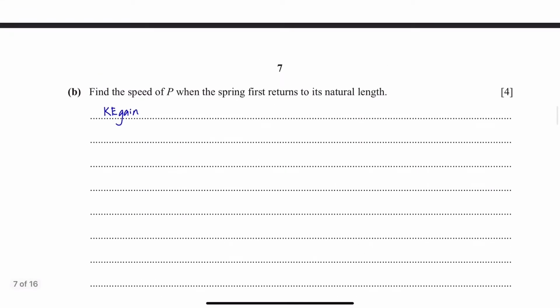Wait, let me first draw out the diagram. So it was like this initially, and now it becomes like this, maybe. So this is when the extension is 1 over 2a, and now it is at its natural length. That means it rises by 1 over 2a. So now we have the kinetic energy gain plus the gravitational potential energy gain equal to the elastic potential energy loss.